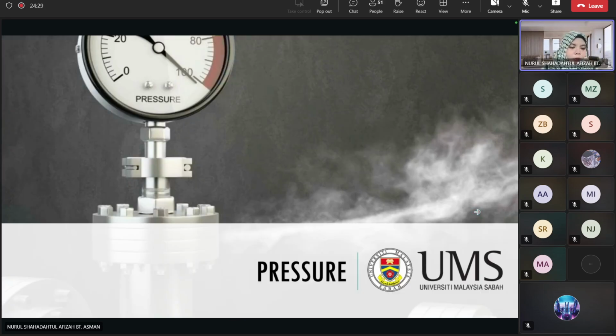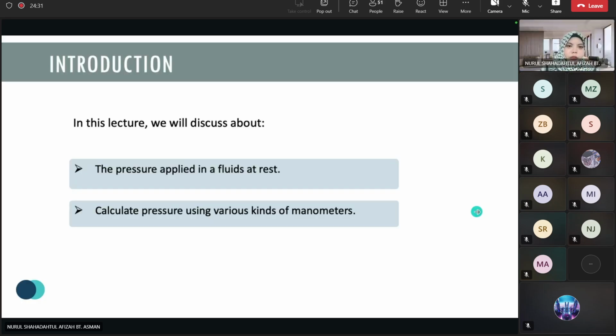The first subtopic is pressure. So in this lecture, we'll discuss about the pressure applied in a fluid at rest, and then we'll calculate pressure using various kinds of manometers. So we'll do some exercises and examples to calculate the pressure.